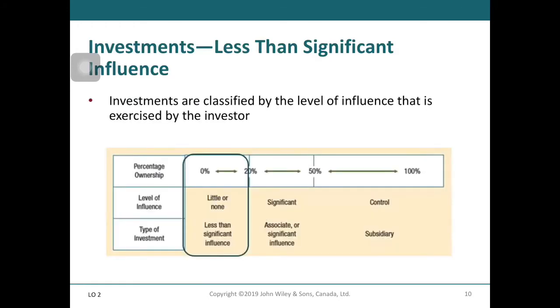Investment less than significant influence. We can call it that when you invest in a less than significant influence ownership, if you only have an ownership level from 0% to 20%. Less than 20% ownership level means little or no influence at all. The type of investment we call less than significant influence.